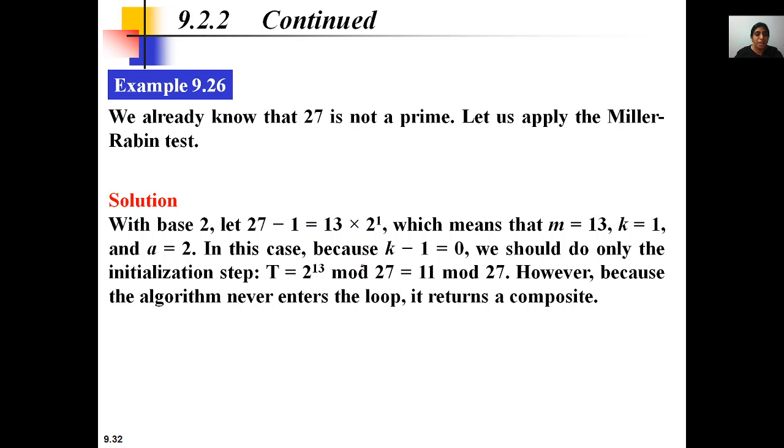And we are going to find the t value. The t value is nothing but a power m mod n. So when you find it, we have got the value as 11. Further, we are going to find the value using t square mod 27. When you get the positive value, we apply t square mod n. Then it returns a composite value. So like this we are going to test using the Miller-Rabin test. So this is regarding the primality test concepts. Thank you.